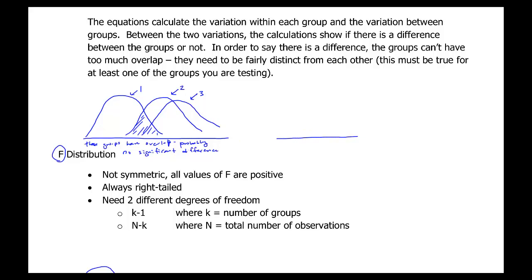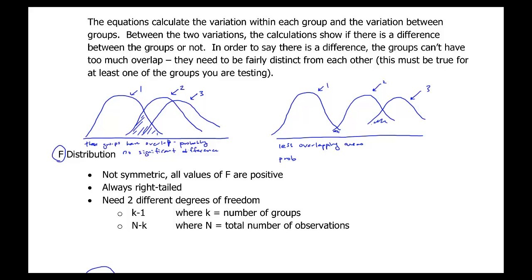And then if you had groups where this is group 1 distribution, and then group 2, and group 3, you can see there's a little bit of overlap between the groups, but there's no overlap between group 1 and group 3, so there's a lot less overlap here. And you'd probably get a significant difference.